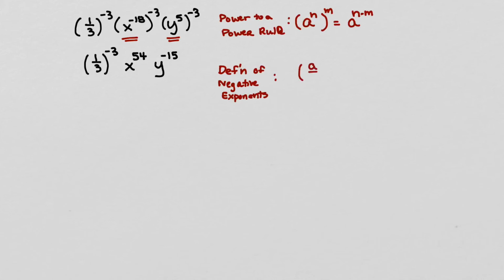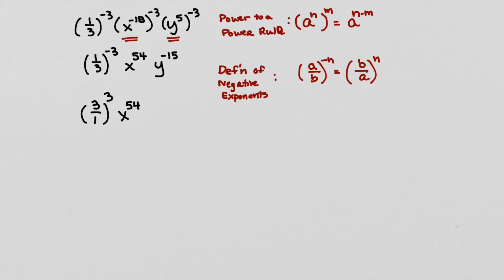If you have a fraction raised to a negative exponent, the way to convert it to a positive exponent is you invert the fraction and make your exponent positive. So if you have a over b to the -n, you invert the inside and make it a positive n. I'm going to use that part of the definition on my 1/3 to the -3. Instead of writing 1 over 3, I'm going to write 3 over 1 raised to the +3 power.